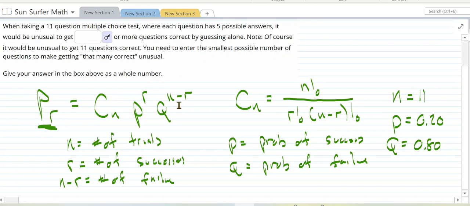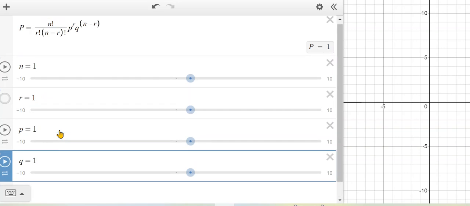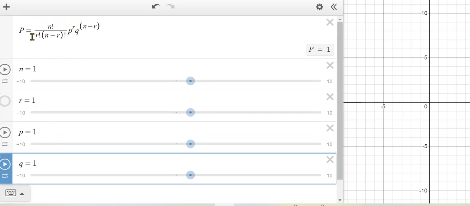So let's put this formula into Desmos, which of course I have already done. And here we are in Desmos. I put the formula up here, n factorial over r factorial times n minus r factorial times p to the r, q to the n minus r. When you're entering this, be very careful to make sure that you enter the formula correctly. Now, we have sliders for n, r, p, and q. If we were solving for n, or for p, we would simply put in the value of n, the value of r, the value of p, and the value of q. But we're actually solving for r.